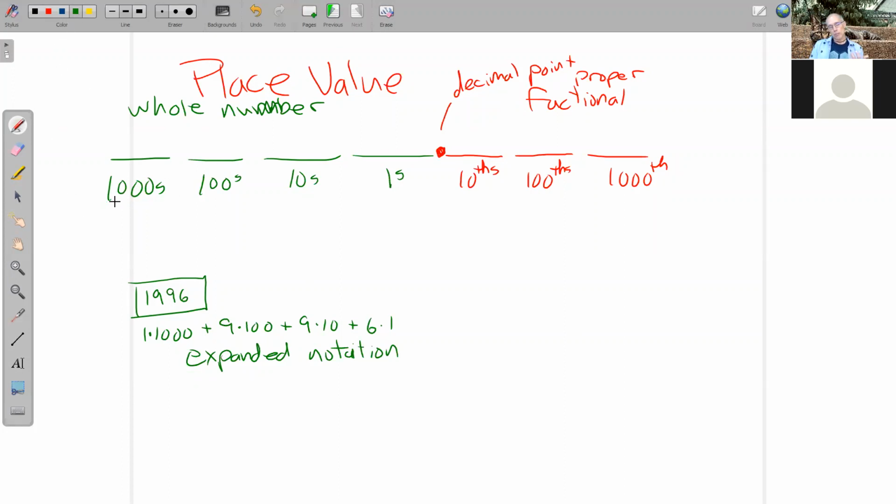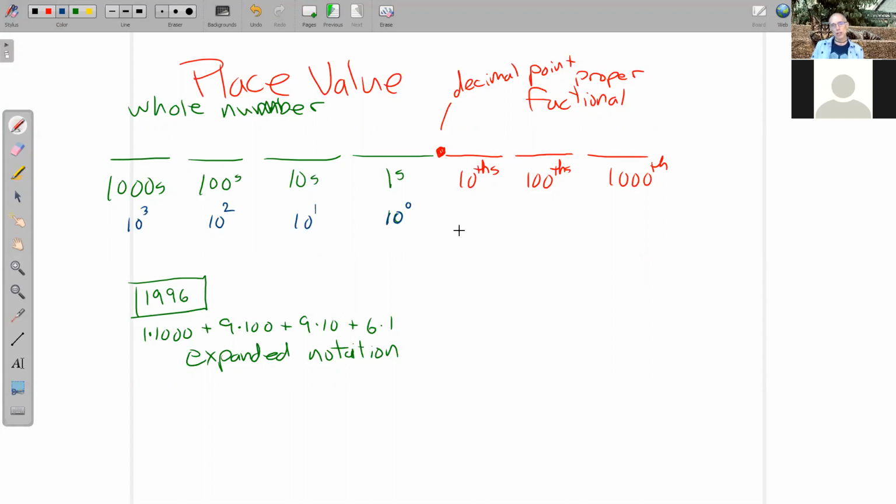Again, our number system is based on 10, and all of these are powers of 10. So the ones, remember, is 10 to the 0 power. Our tens would be 10 to the first power. 100, 10 to the second power, 1000 is 10 to the third power.